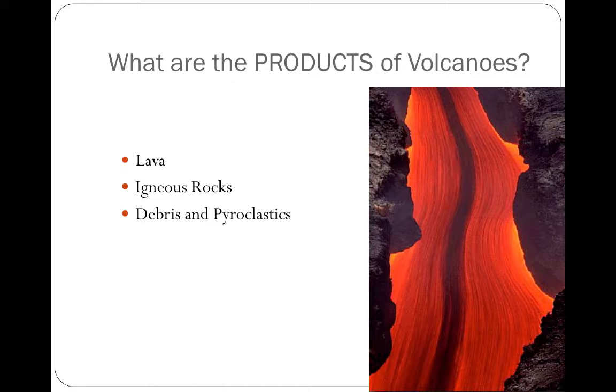Volcanoes have several products, but basically we can narrow it down to three types. There's lava, there's igneous rocks, and then the debris and the pyroclastics. Lava is the molten rock material that has reached the surface. So basically, when it's underground, it's magma. When it comes to the surface, it becomes lava. There are several different types of lava, and depending on how sticky the lava was, how thick it was, how hot it was, how it erupts, it makes different types of lavas and lava surfaces.